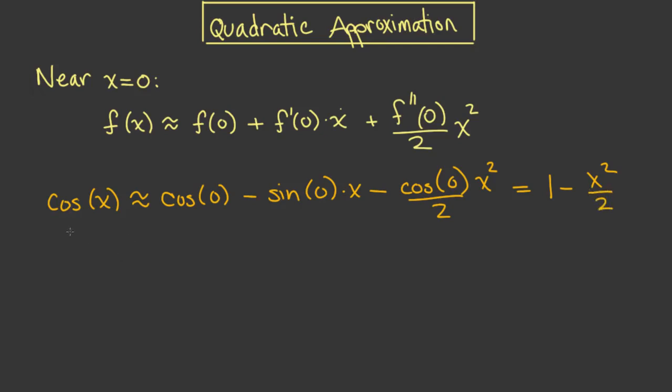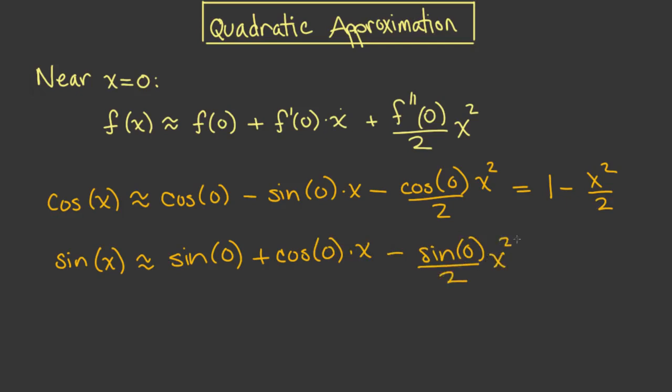Let's go ahead and find the quadratic approximation of sine x. From this formula, near x equals 0, we get that this is approximately equal to sine of 0 plus cosine of 0 times x minus sine of 0 divided by 2 times x squared. Both of these terms are 0, so the only term surviving is this term, and we get that sine x is approximately equal to x. Notice that the quadratic approximation of the sine is actually a linear function because the quadratic term vanishes.